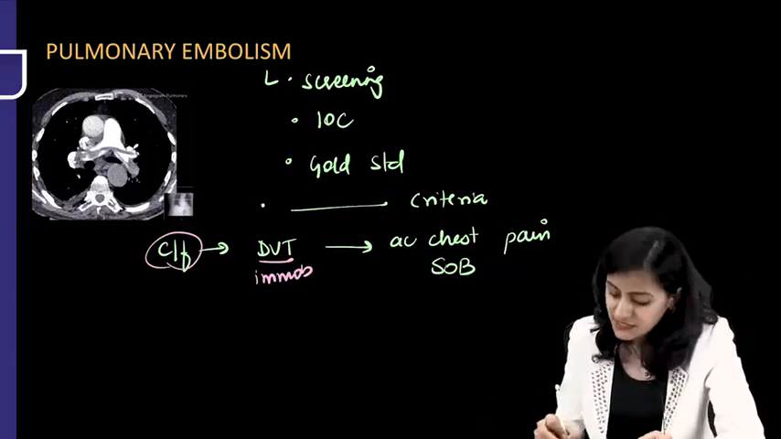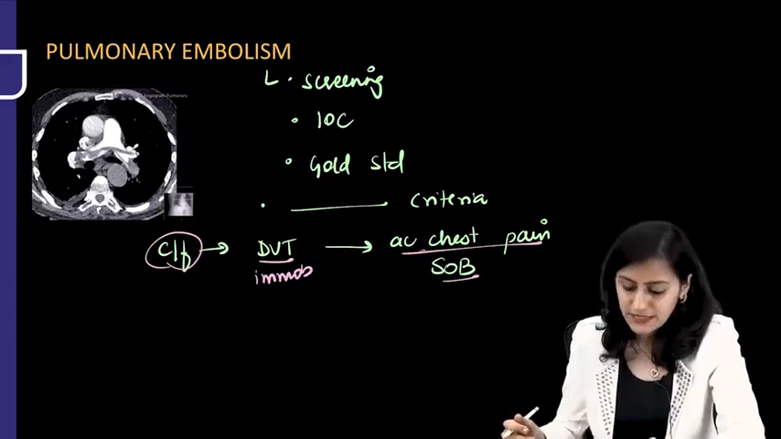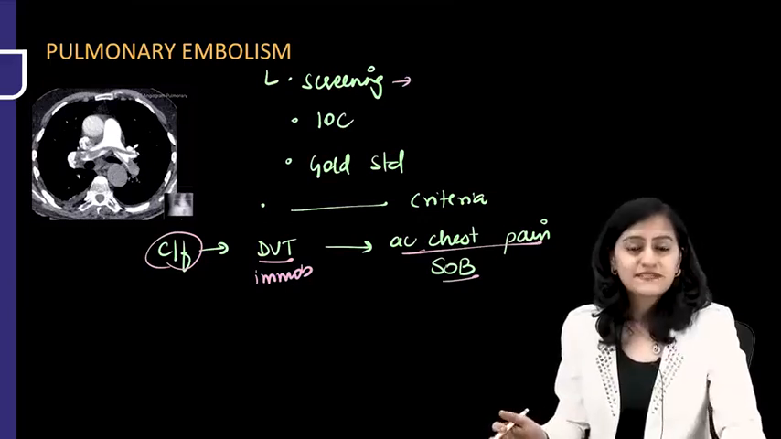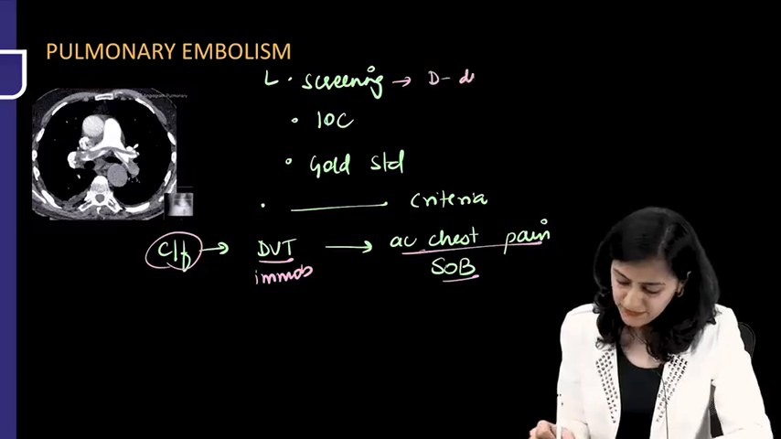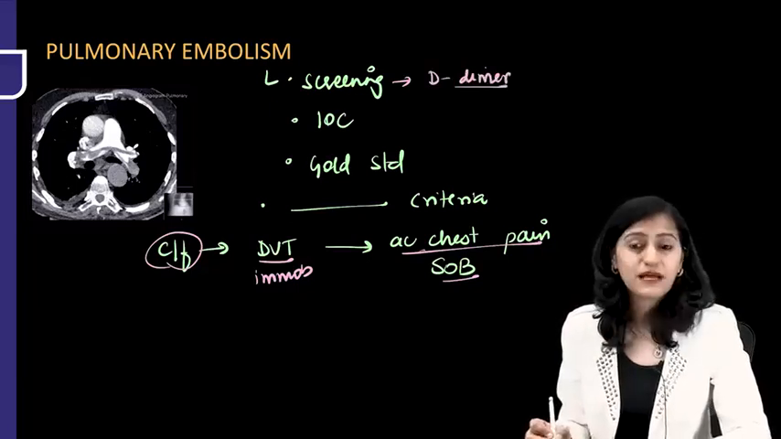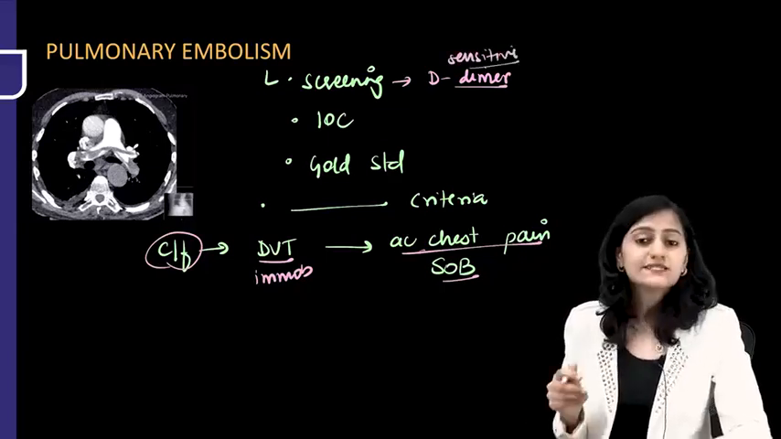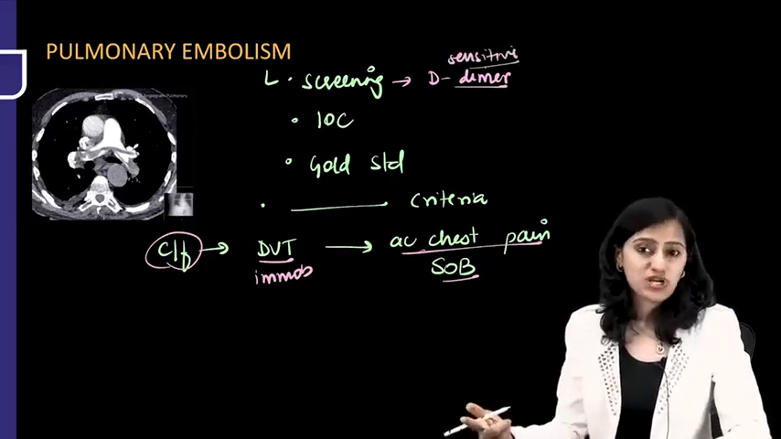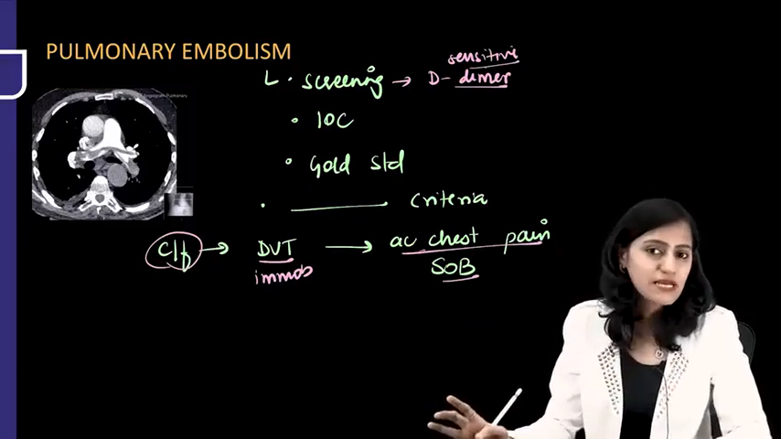And now the patient presents with acute chest pain and shortness of breath. We suspect pulmonary embolism. So the screening investigation for pulmonary embolism is D-dimer. Right, that's a blood test. That means what is a screening investigation? It's a sensitive investigation. So D-dimer positive means that there's a chance of pulmonary embolism. D-dimer negative means there's no chance of pulmonary embolism.